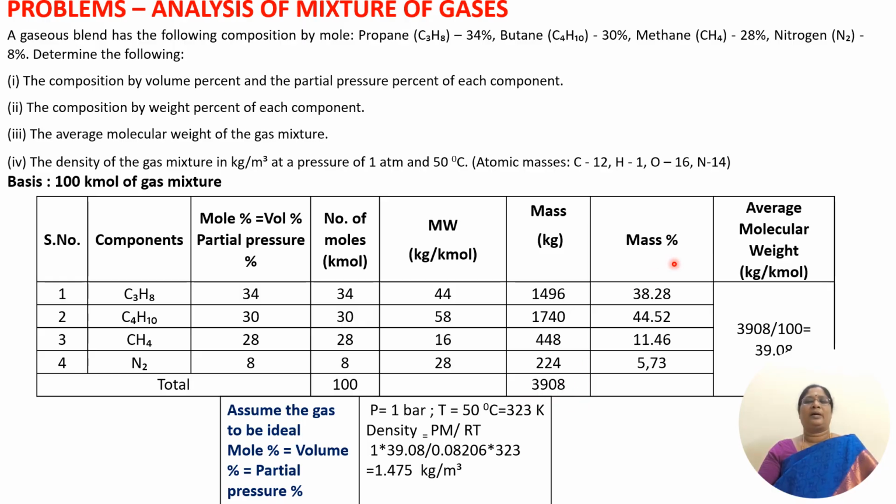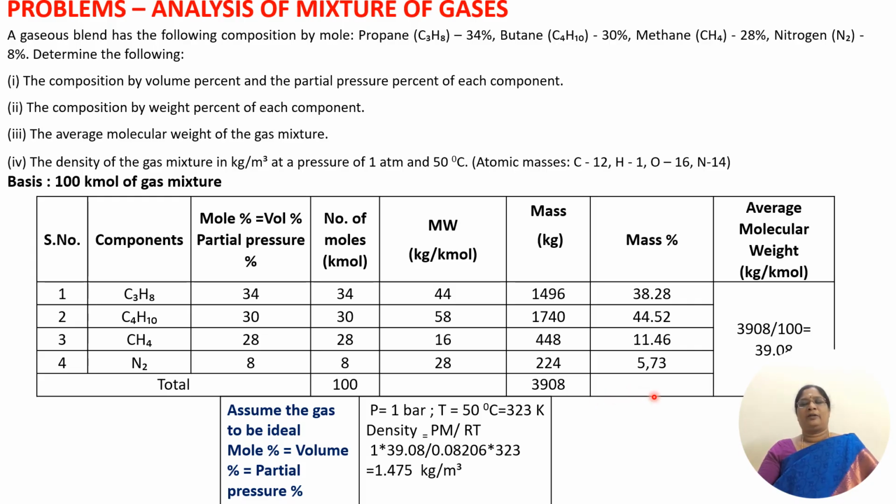Next, we know that mass percentage is individual mass divided by total mass into 100. Individual mass is 1496 divided by 3908 into 100. Next one, 1740 divided by 3908 into 100, that is 44.52. Third one for methane, 448 divided by 3908 into 100, that is 11.46. For the fourth one, 224 divided by 3908 into 100, that is 5.73.